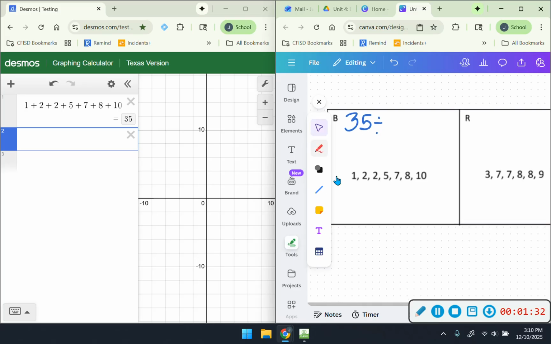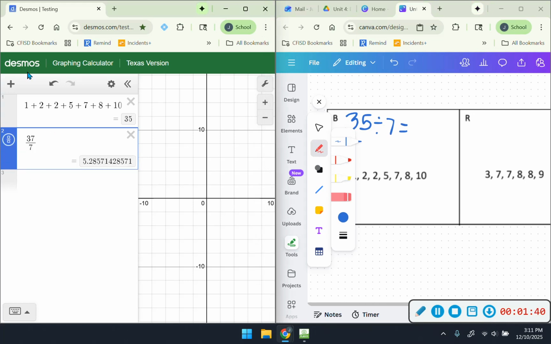So when I do 35 divided by 7, it gives me, oop, I did 37. 35 divided by 7, that gets me to 5. This is my average. This is what we call the mean, the average.